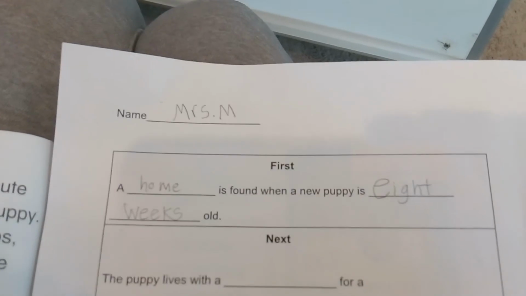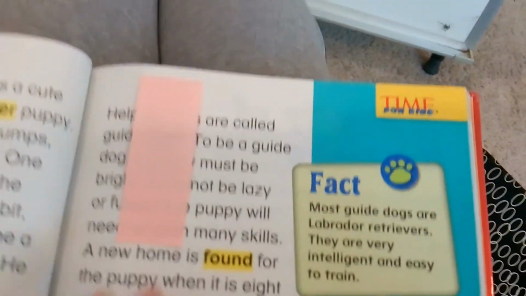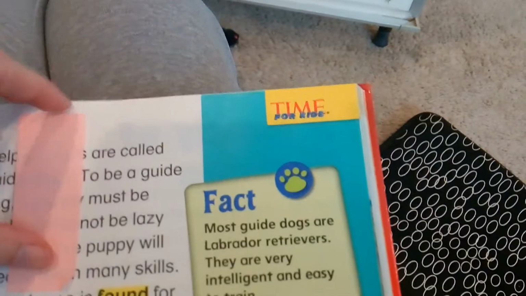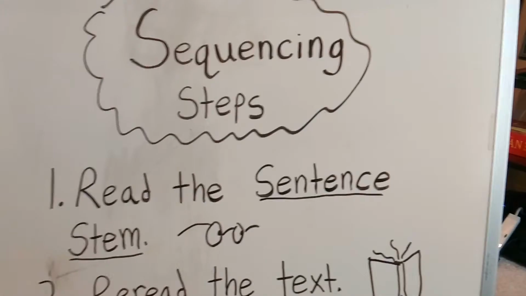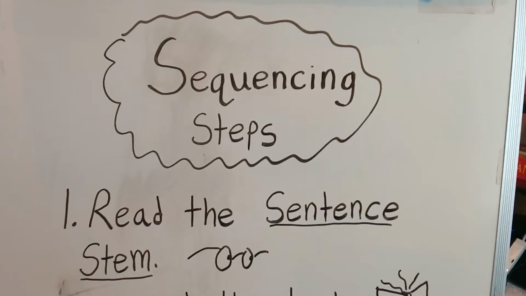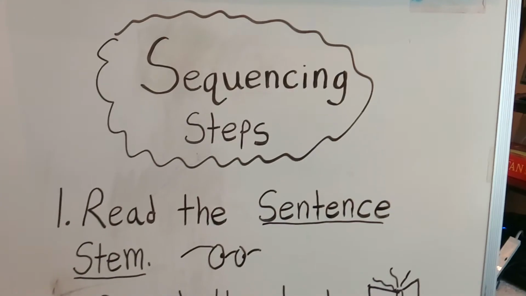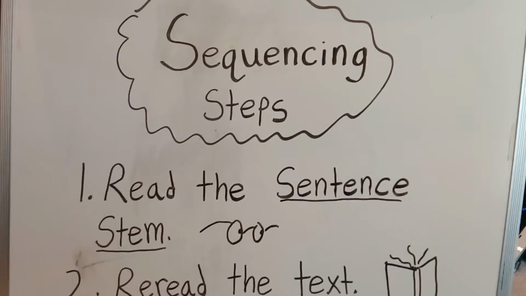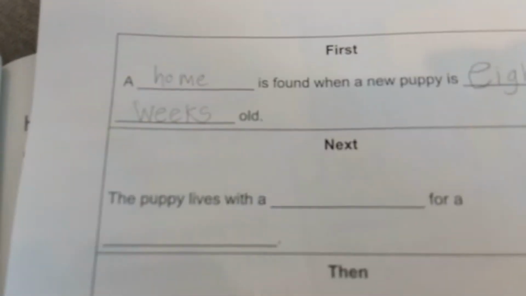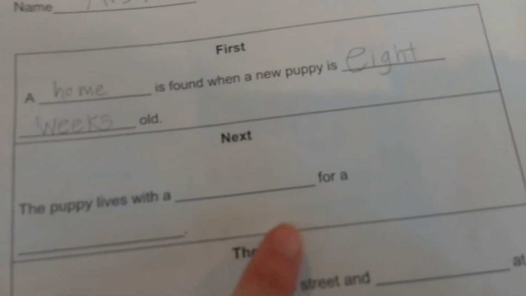So I'm going to take my Post-it notes off my text to get ready because I need to make sure that I am prepared. Now you guys are so smart. I usually like to pull sticks, but I know you guys know that first I need to read the sentence stem. Let's say it together. Read the sentence stem. So we're going to take a look at that map again. And let's see what it says. The puppy lives with a blank for a blank.